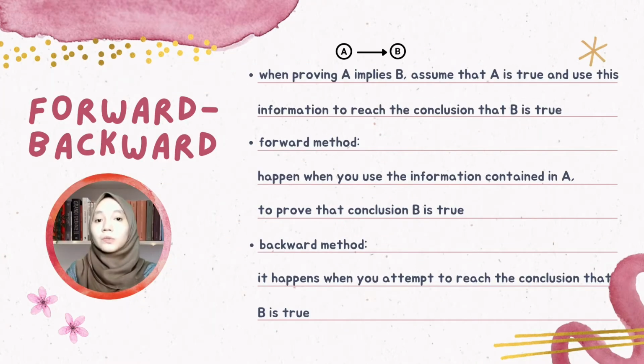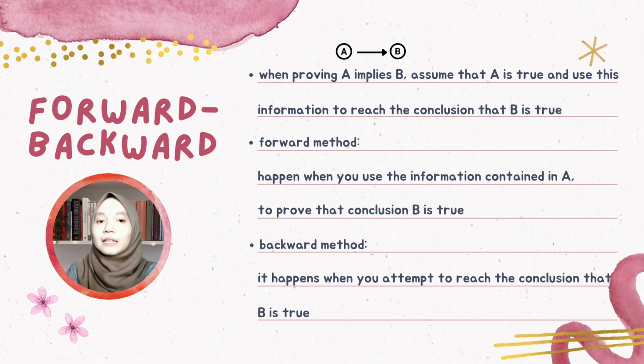Now, we are going to learn the forward-backward method. When proving A implies B, assume that A is true and use this information to reach the conclusion that B is true. We have A implies B, which means A to B. This is our conditional statement that we want to prove. In the forward-backward method, you need to assume that A is true and use this information to reach the conclusion that B is also true.